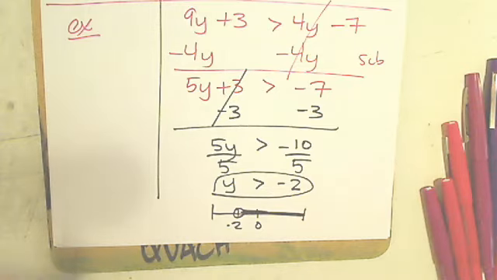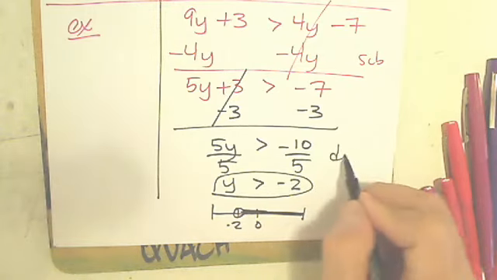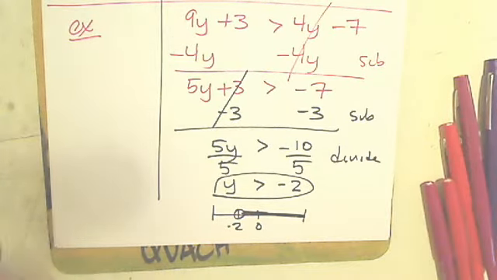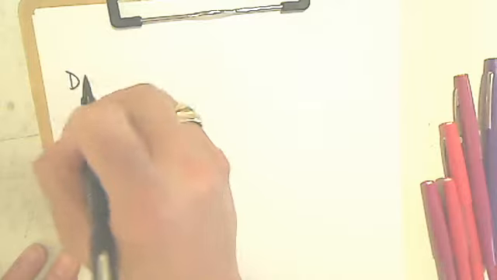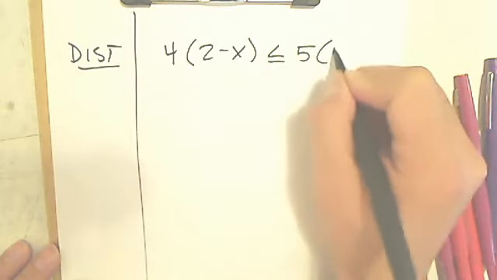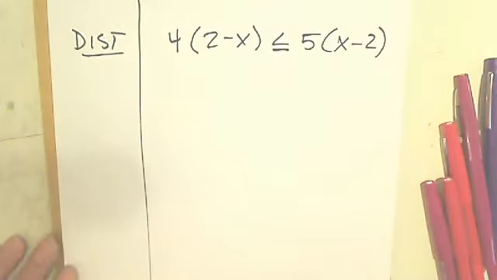Okay. So I want to give you one to do yourself here. So I divided here, and I subtracted again here. Questions on the answer about graphing? All right, let me give you a trickier one. I'm gonna walk around for this one. Of course. Distribution. It's okay. 4 times (2 minus x) is less than or equal to 5 times (x minus 2).